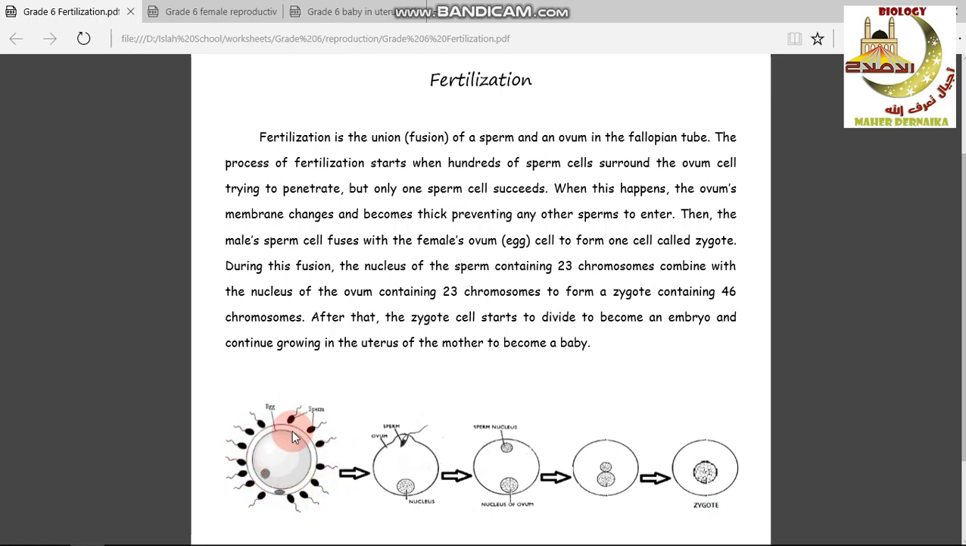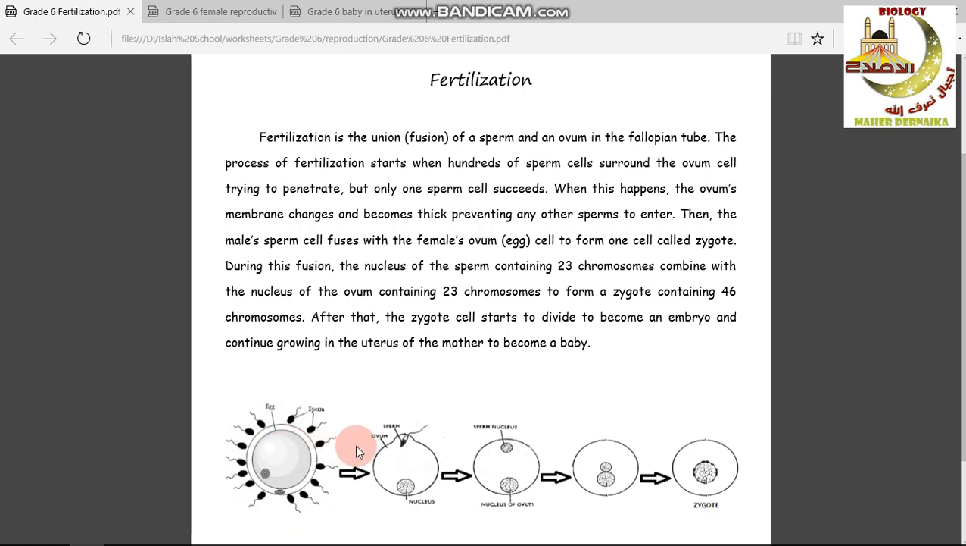Actually this is one of the largest cells in the body, and you can see the sperm cells. You can compare the sizes between the sperm cell and the ovum or the egg cell. Actually hundreds of sperm cells just reach the ovum cell, but only one sperm cell could enter the ovum. And when one sperm cell enters, the ovum membrane changes so that it prevents the other sperm cells from entering inside the ovum.